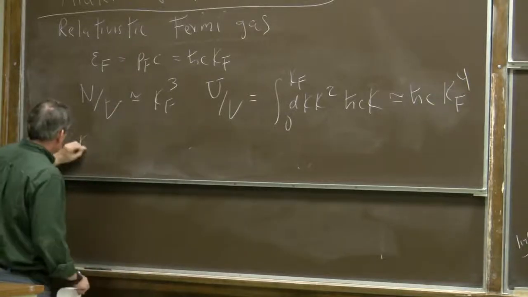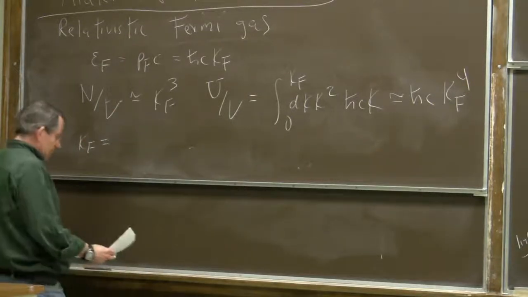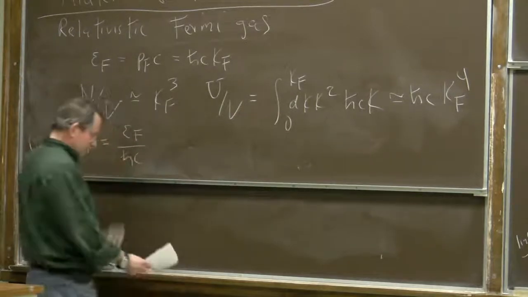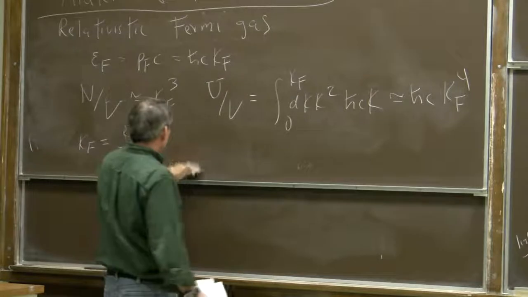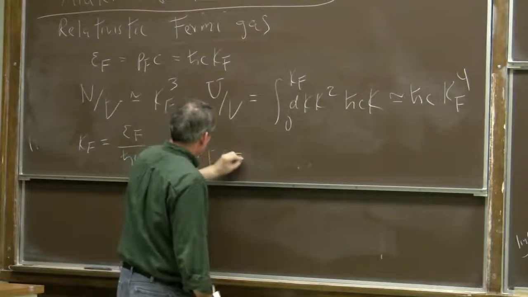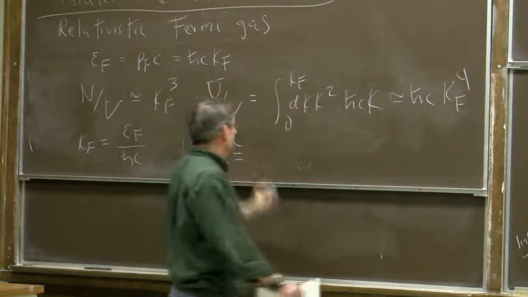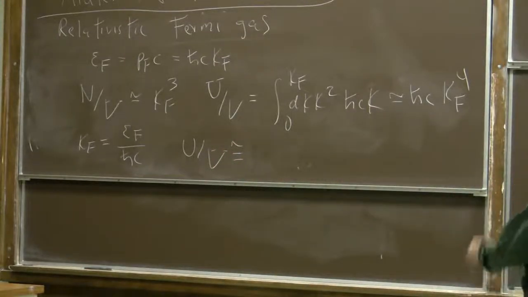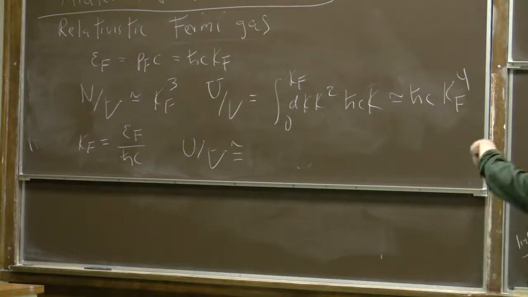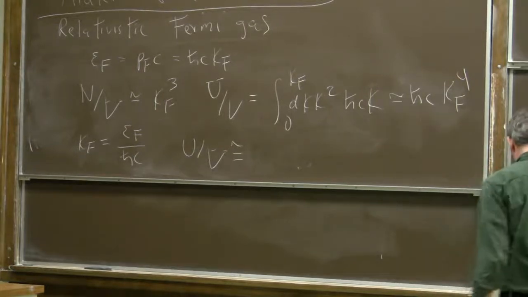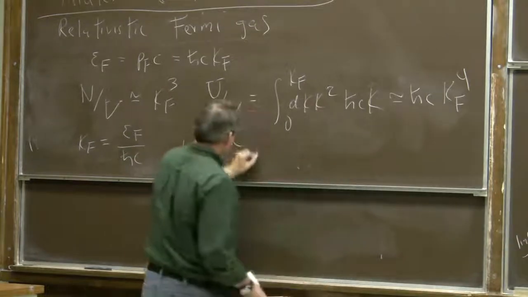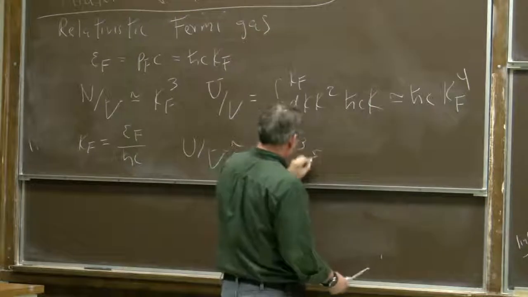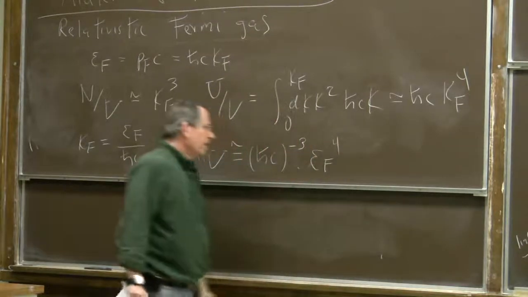And k Fermi is the Fermi energy divided by h bar c. So if I want to write the energy per volume in terms of the Fermi energy, plugging in for k Fermi to the 4th, I get 3 powers in the denominator, since there's 1 power in the numerator, of h bar c, and then the Fermi energy to the 4th power.